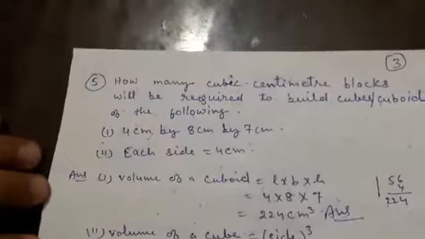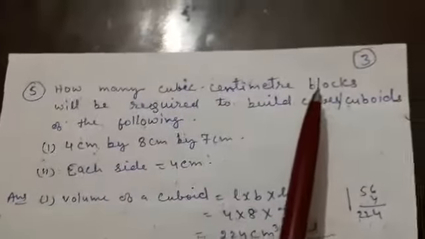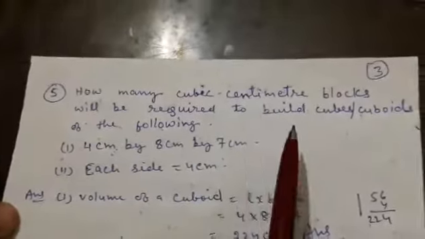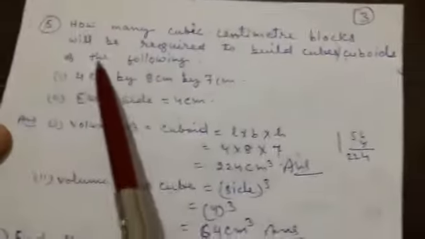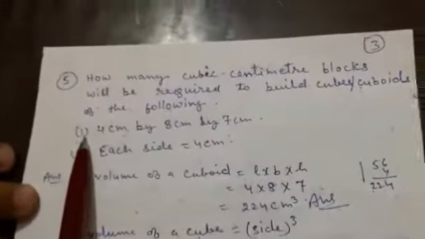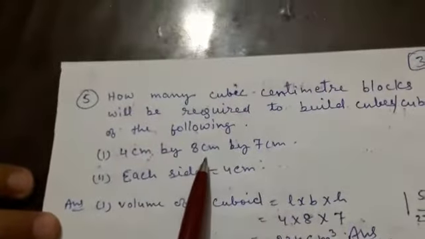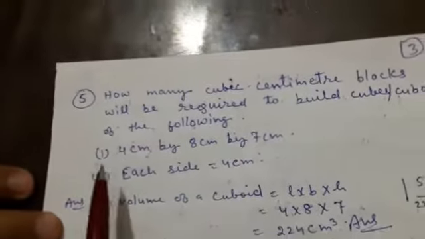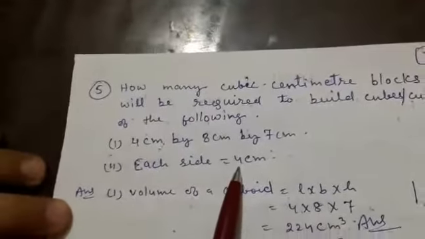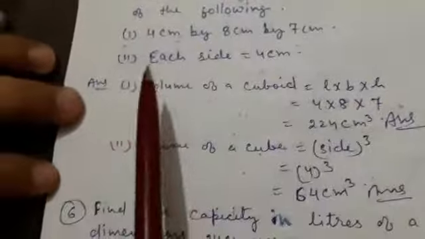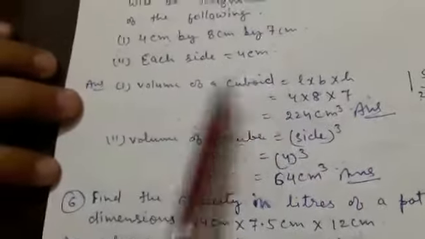Now let us see question number 5. How many cubic centimeter blocks will be required to build cubes or cuboid of the following? Let us see. The first part of this question is 4 centimeter by 8 centimeter by 7 centimeter, and second is given each side of a cube is 4 centimeter. So let us find out the volume of a cuboid.